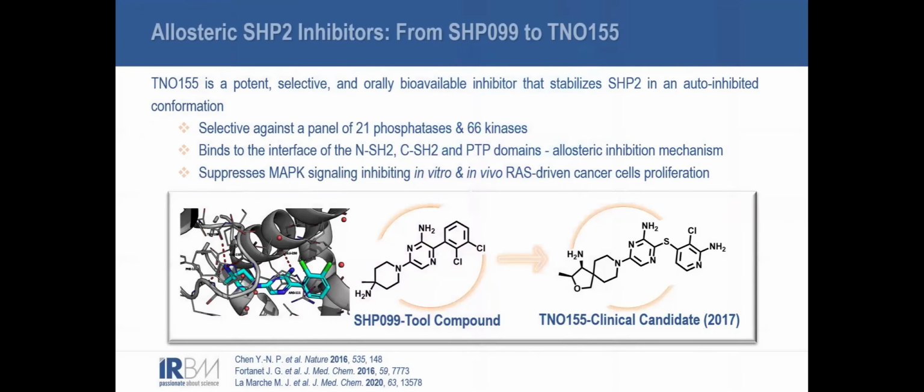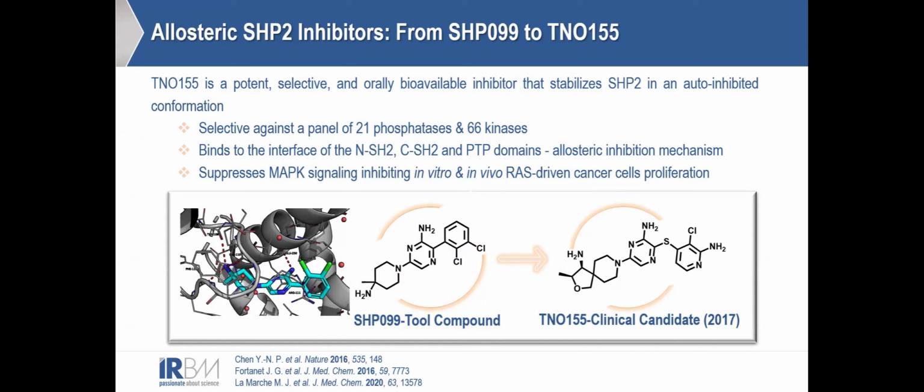Okay. So the first initial compound described by Novartis in 2015 is this one, the dual compound SHP2, which is characterized, as I told you before, by binding in the allosteric pocket in a tunnel-like way. This compound was further optimized to arrive at TNO-155. This is the first compound that entered a clinical phase, in 2017, and up to now there are more than 15 compounds in different clinical trials.